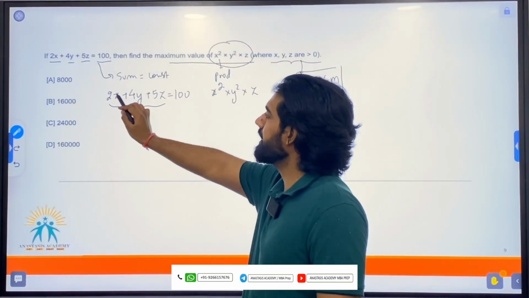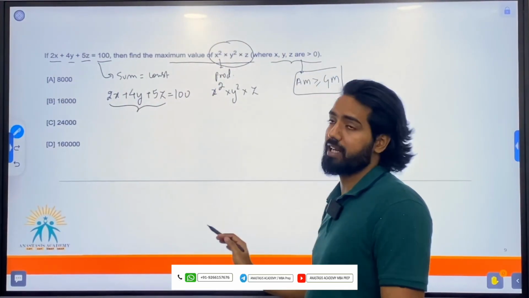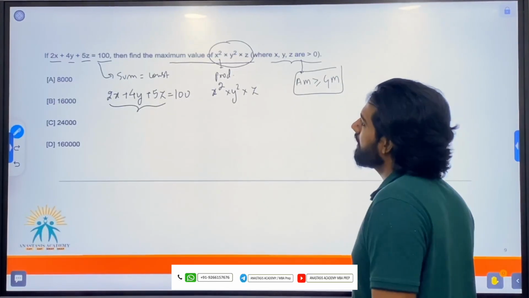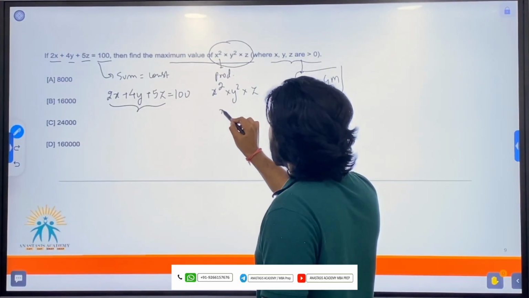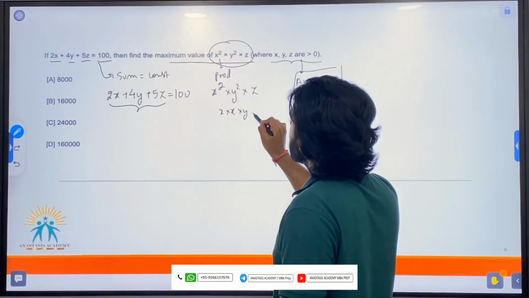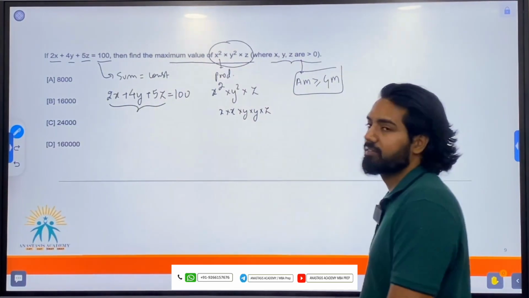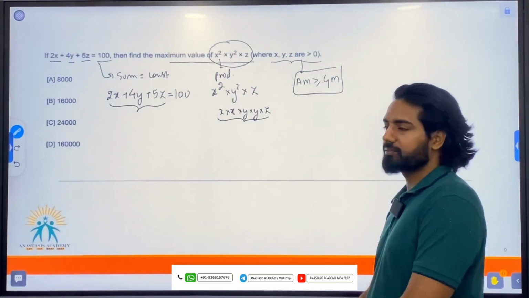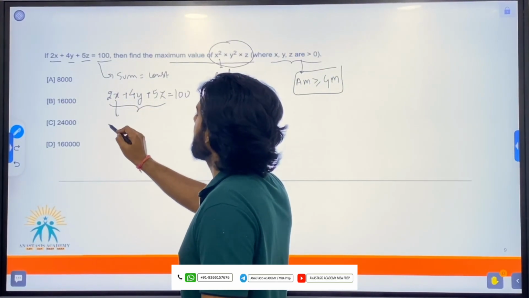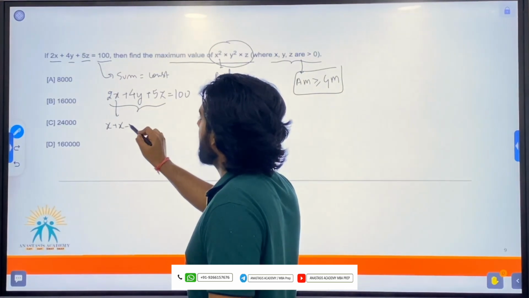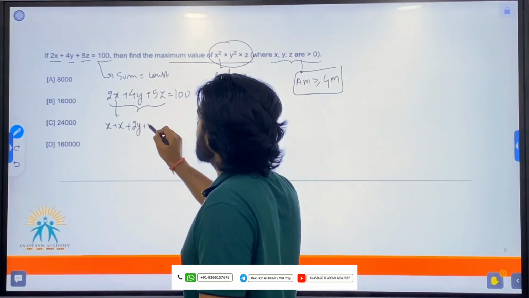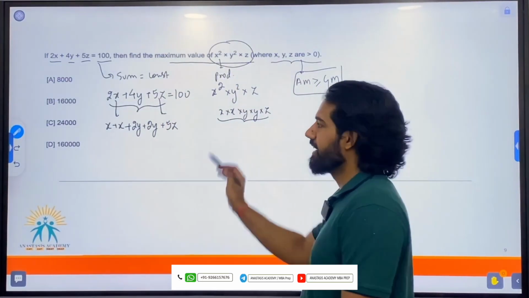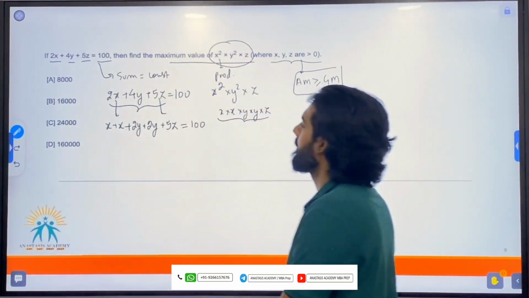If I take the geometric mean of these three numbers, it would be equal to x into y into z. The product of numbers would be 2 into 4 into 5 into x into y into z, but I need x square, y square and z square. So this product is obtained when x is multiplied by x and y is multiplied by y and z. So I have to break this sum into 5 numbers. Yes, I can write 2x as x plus x, I can write this 4y as 2y plus 2y, and 5z as it is, 5z. It is equal to 100.